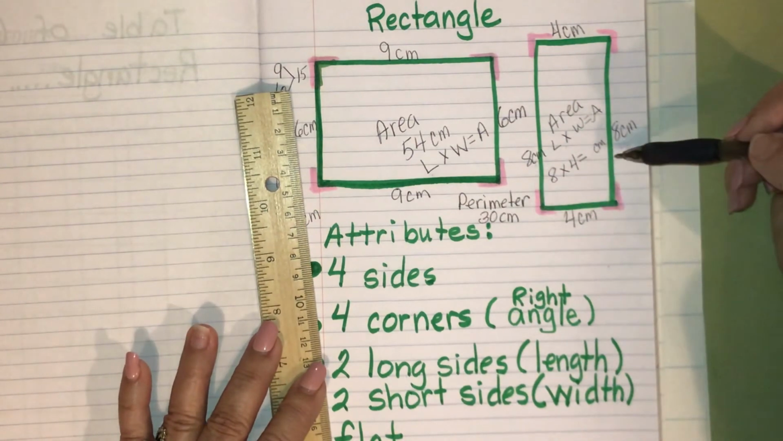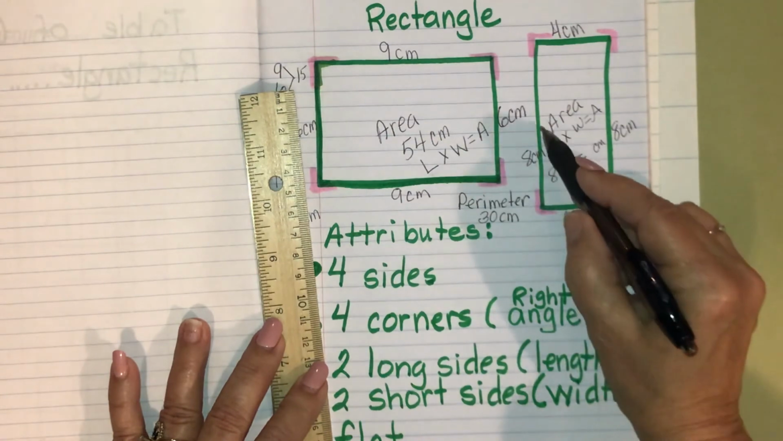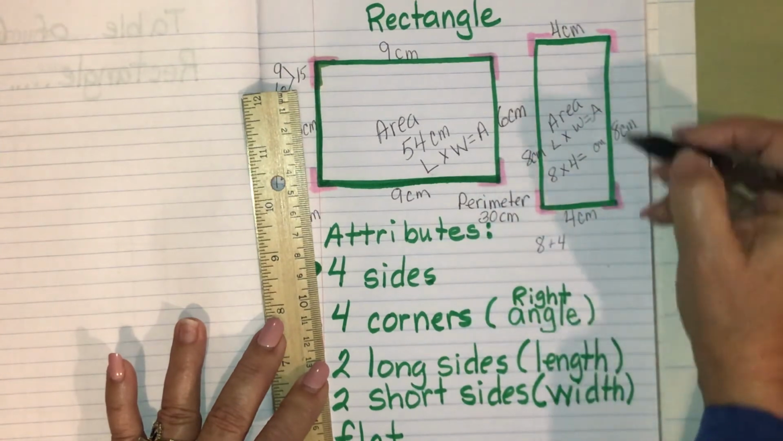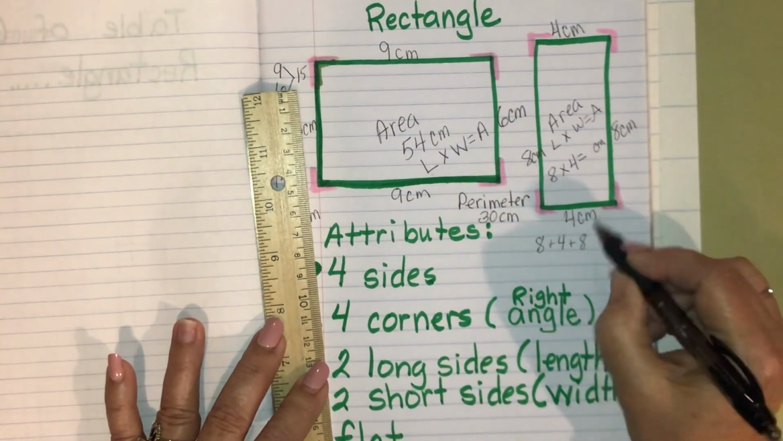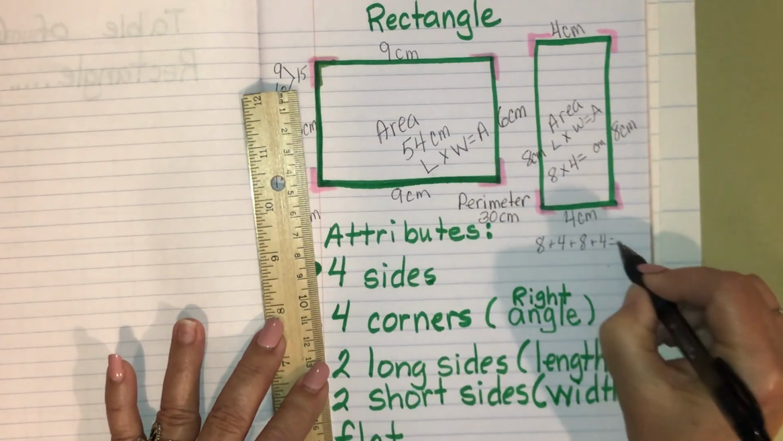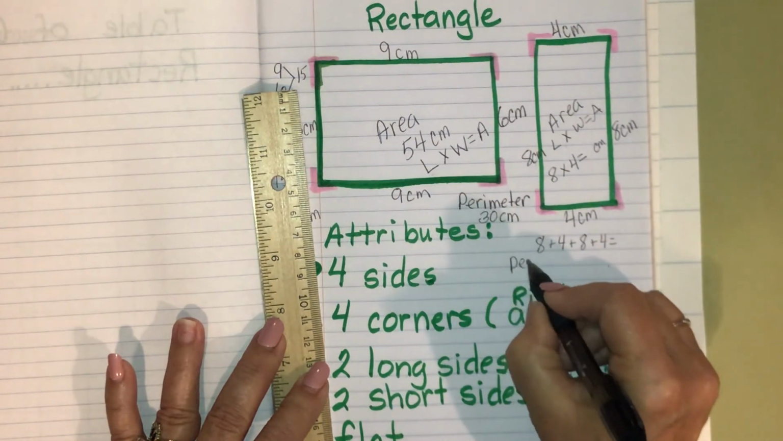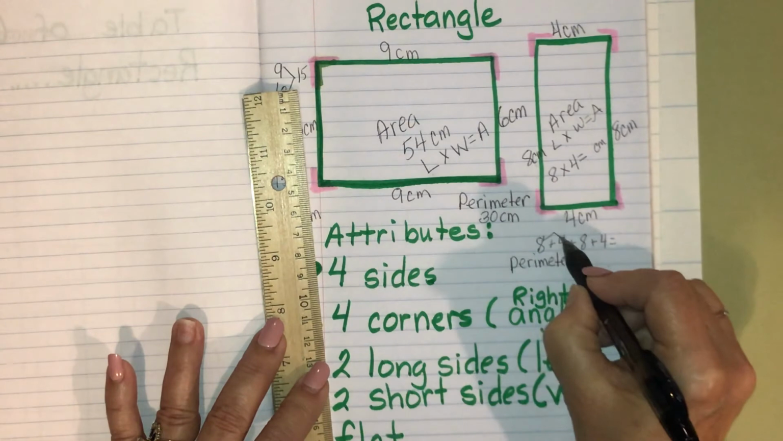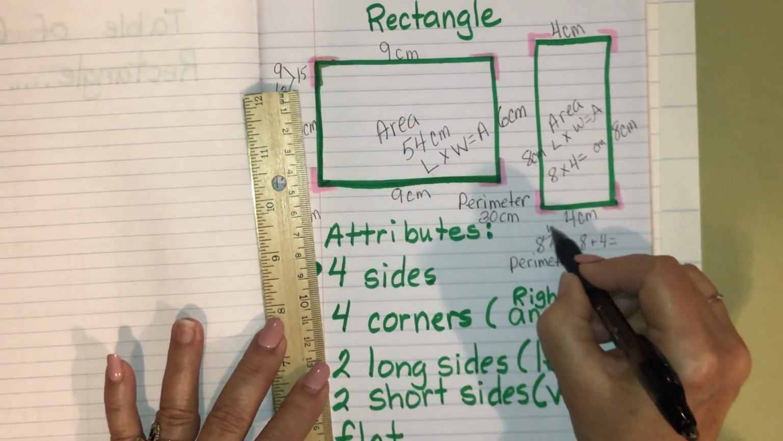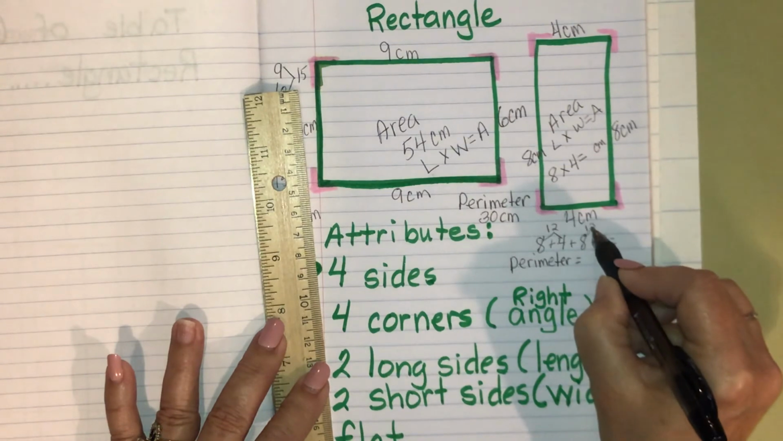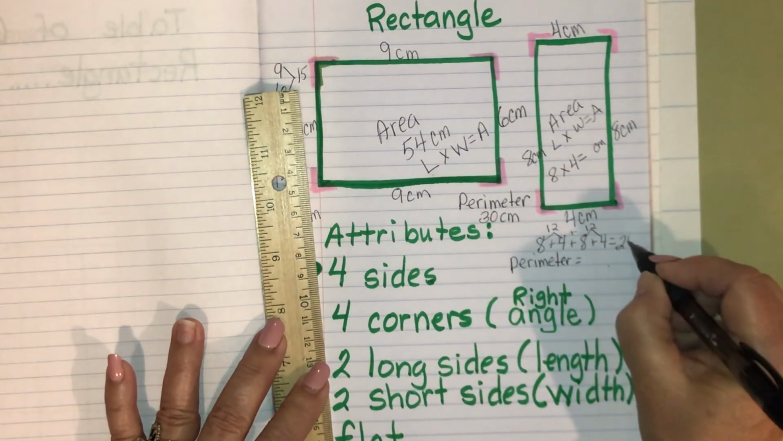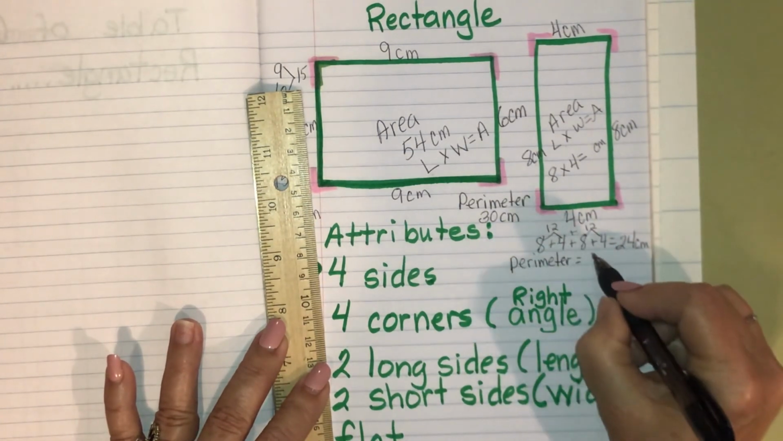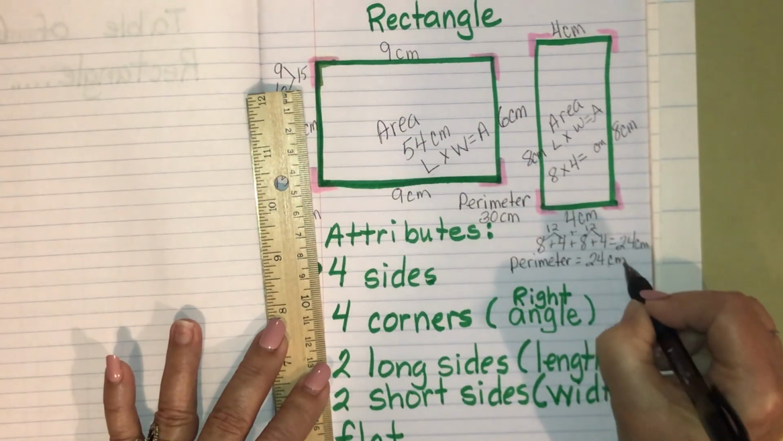All right, for the perimeter, remember the perimeter is going to be to add them all. So we add 8 centimeters plus 4 centimeters plus 8 centimeters plus 4 centimeters. That's going to give us our perimeter equals 8 plus 4, 8, 9, 10, 11, 12. And this one would also be 12. So we've got 12 plus 12, 24. Oh, I should have let you figure that one out. 24 centimeters. Our perimeter is 24 centimeters all the way around.